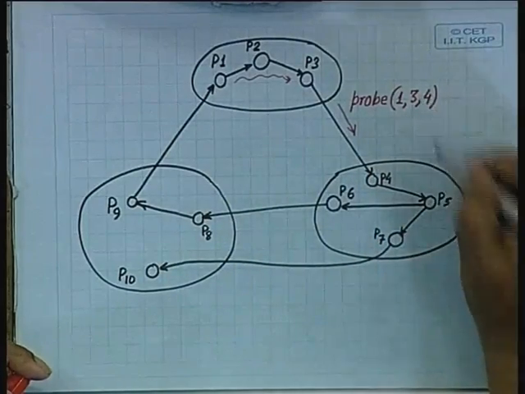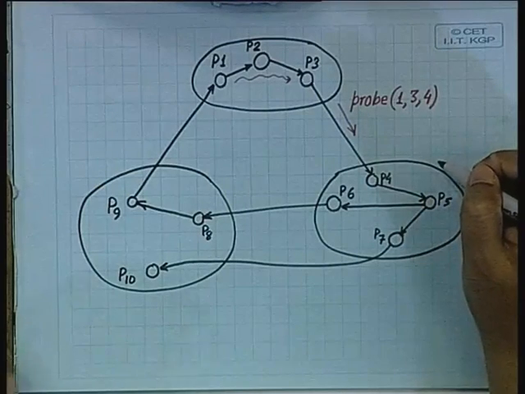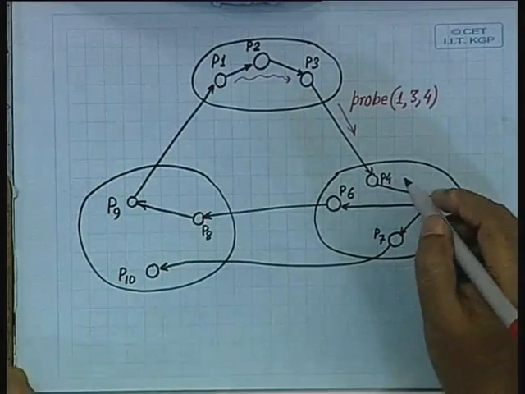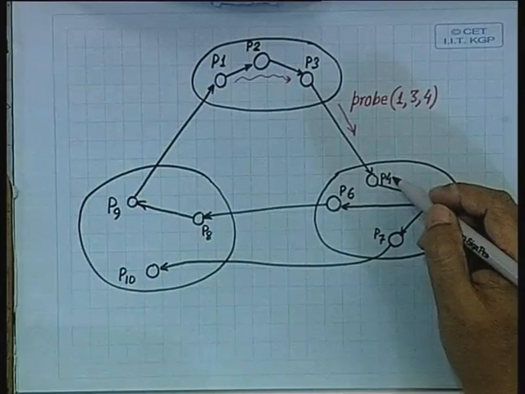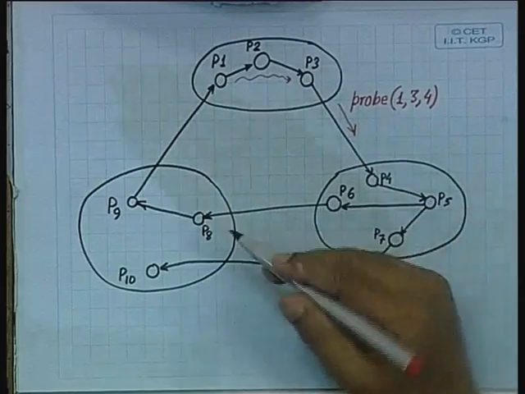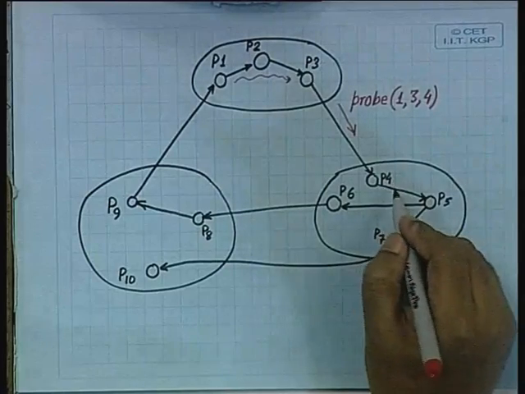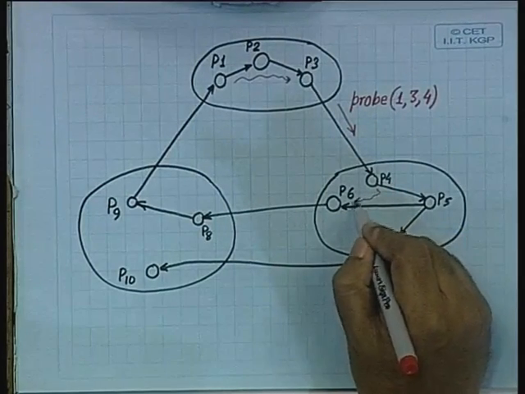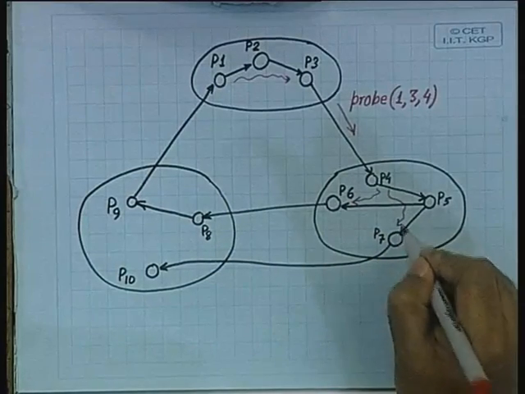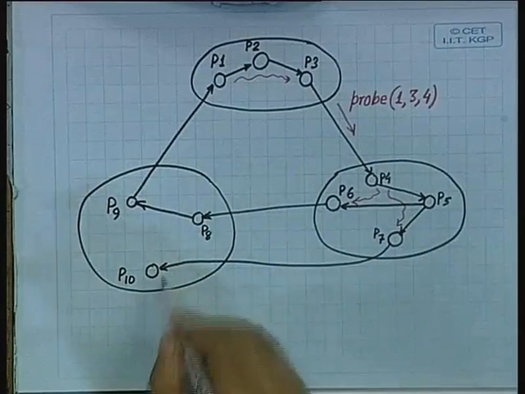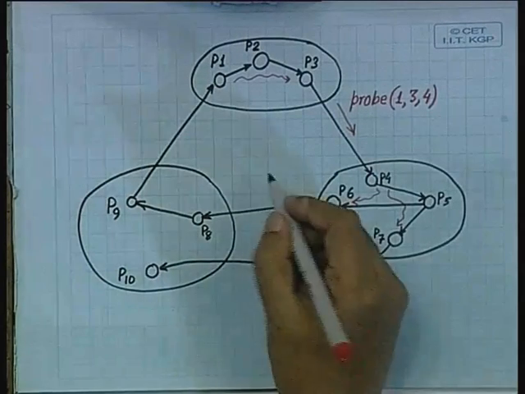This side, after getting this probe message, will start following from P4, okay, and it will see whether again there is a process which is locally dependent on P4 and that is waiting for some other process in other sites. So, there are two such cases. One is that it is locally dependent on P6 and P6 is waiting on P8, and it is locally dependent on P7 and P7 is waiting on P10, right. So, it will send a probe.